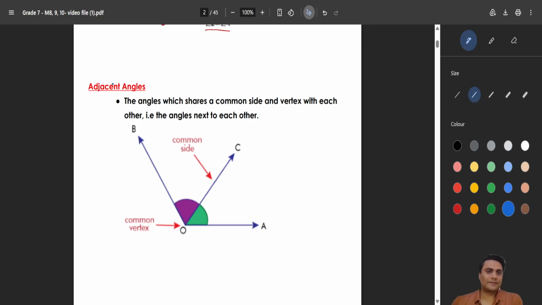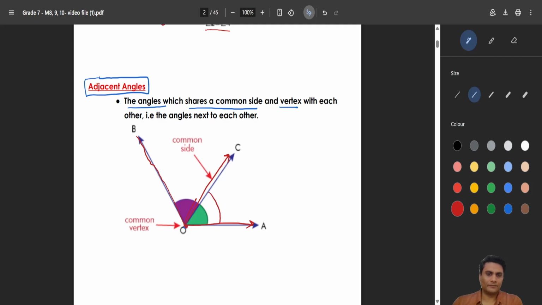Now, the next topic is adjacent angles. The angles which share a common side and vertex. What does it mean? If you see the point O, from the point O, three lines are coming out. The line A, the line B here, and the line C. Yes, three lines are coming and I can see two angles here.